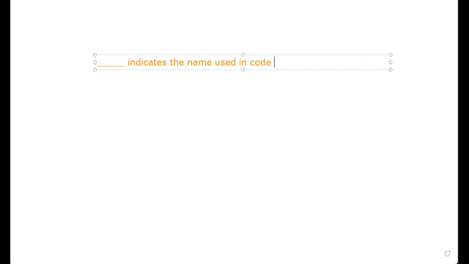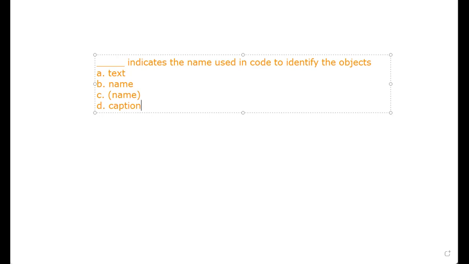Indicates the name in the code to identify the object. And I'll say A, text, B, name, C, name in brackets, and then D, caption. What do you think is the right answer?